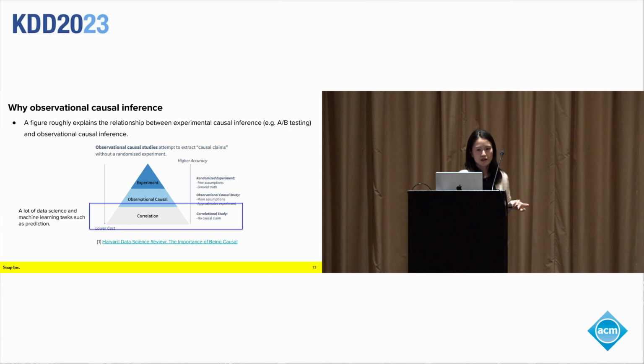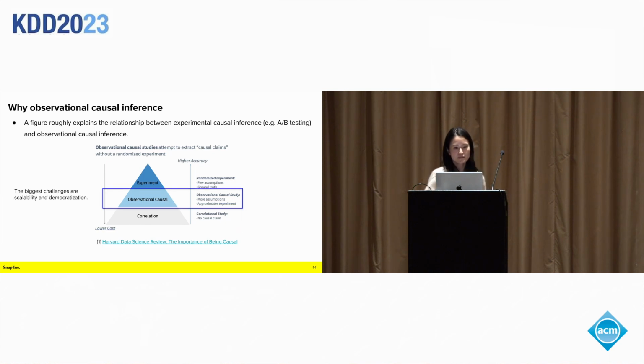In contrast, correlation usually has the lowest cost, but it also has the lowest accuracy. And we know a lot of data science and machine learning tasks, such as prediction, are usually in this category. And in the middle is observational causal inference. It comprises methods to estimate treatment effect when the treatment is observed rather than randomly assigned.